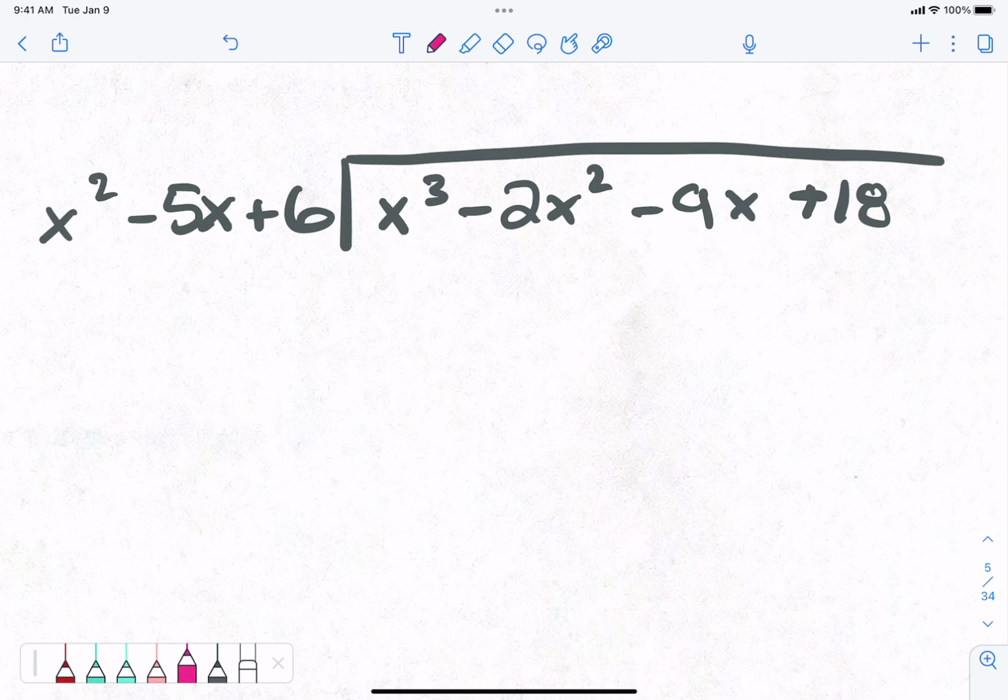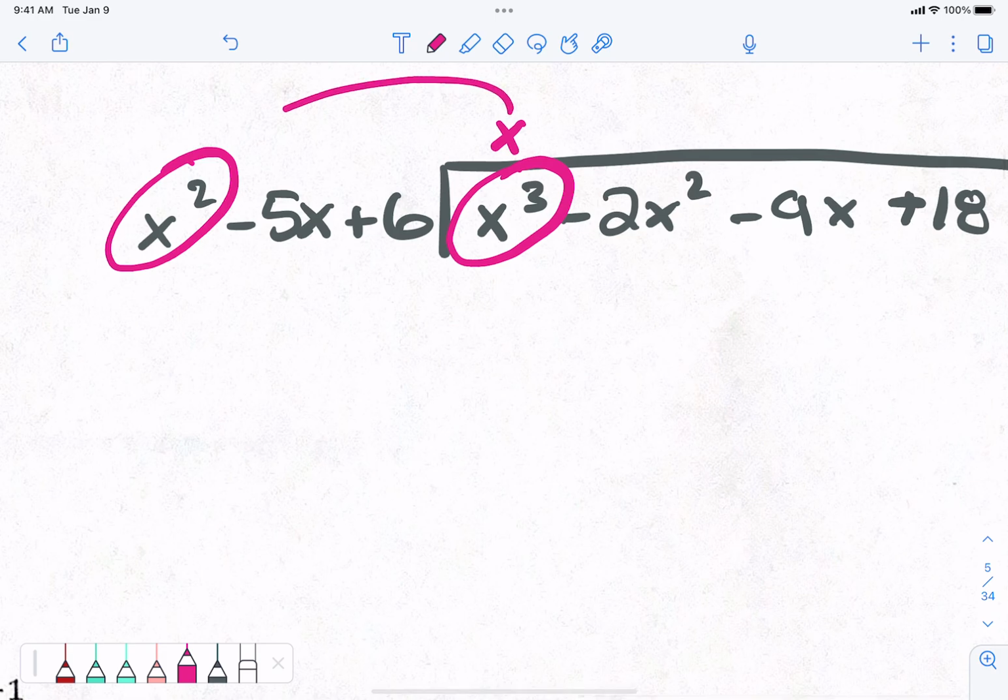All right, same process again. What do we take times x squared to get x to the third? I just need an x, right? Okay, so I put an x up above. Now we multiply it back through. So x times x squared. X to the third goes there, okay?